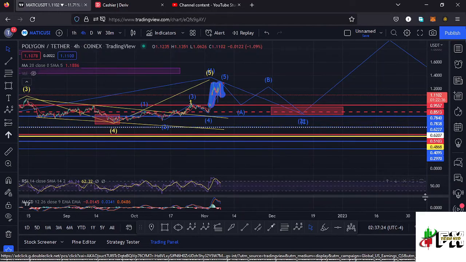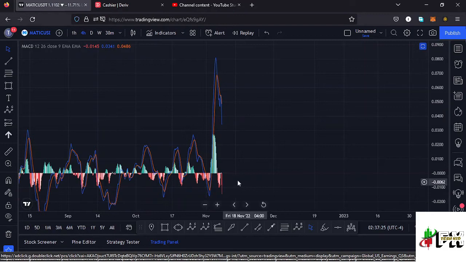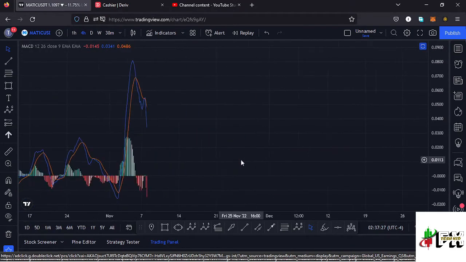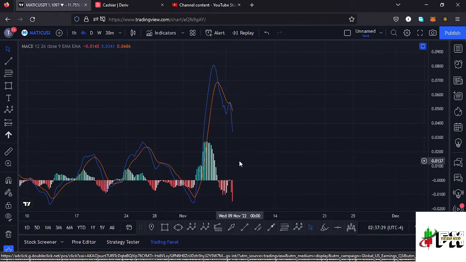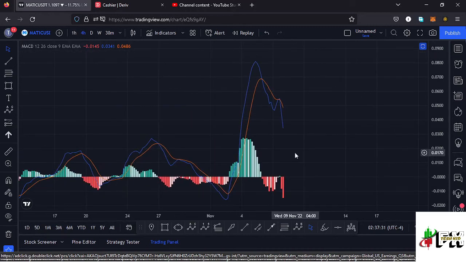Also taking a look at the MACD, here on the MACD we have printed a bearish cross, and that means lower prices are coming our way. So let's be patient and see how that plays out, and I'll keep you updated.